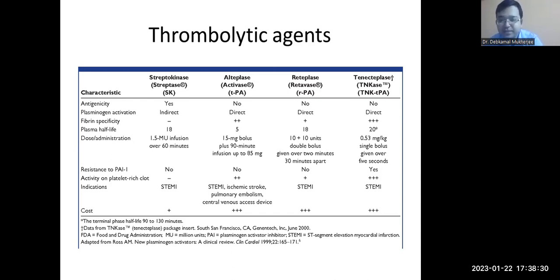Advantage of streptokinase? Sir, it is very cheap. Very good. So it is very cheap in our setting. Affordability becomes an issue sometimes, so streptokinase is a very cheap drug compared to the others. Just go back to the previous slide, please.